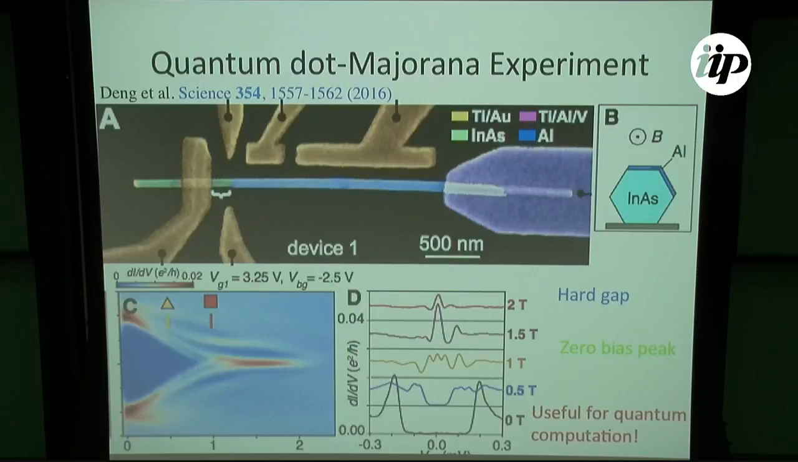And you can see that this experiment has some nice results. They have a hard gap, and they see a zero bias peak. What's also nice is that maybe this quantum dot can be good to actually measure Majorana fermions, but in addition, it could also be helpful for quantum computation.